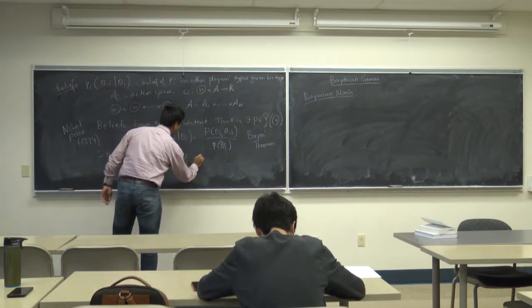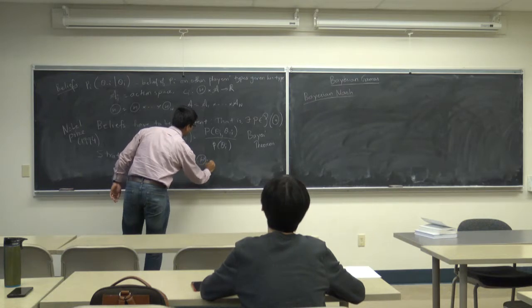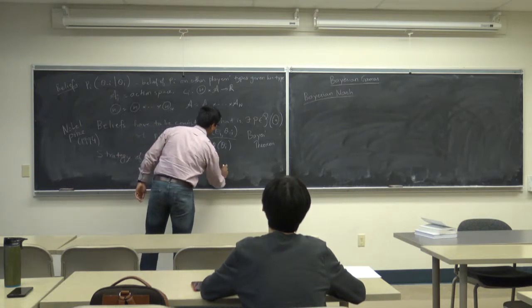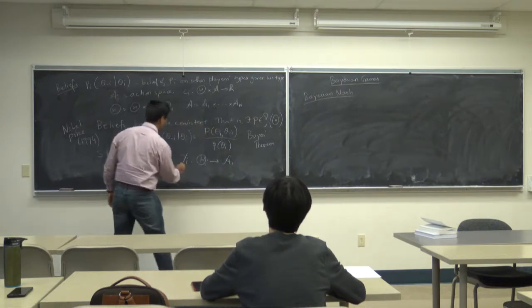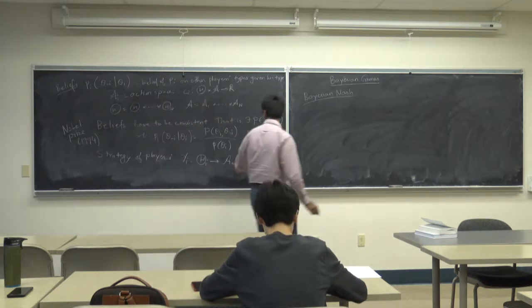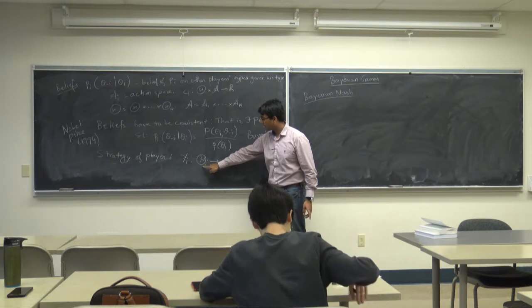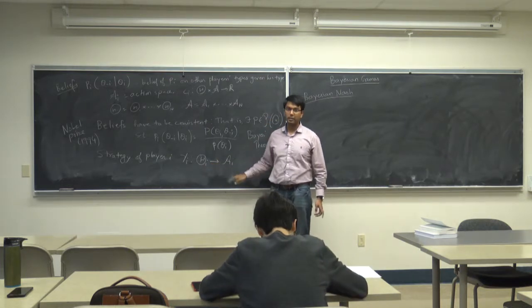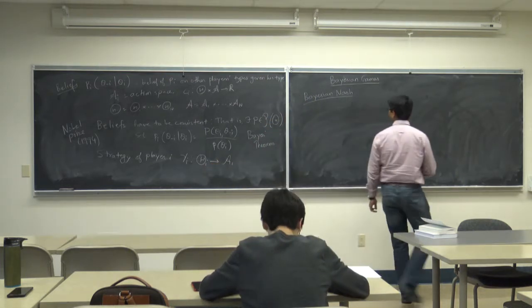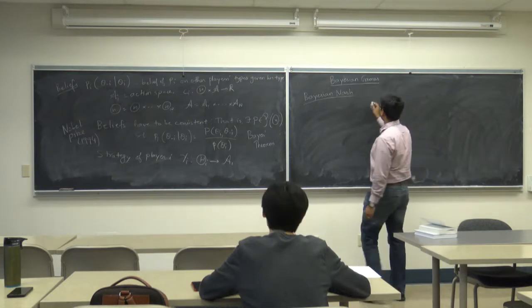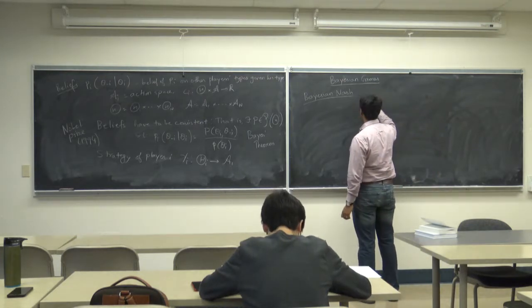So gamma I, which will map theta I to A I. Okay, so that's the strategy, a pure strategy for player I. So player I is going to look at its type and then decide what action it wants to take.